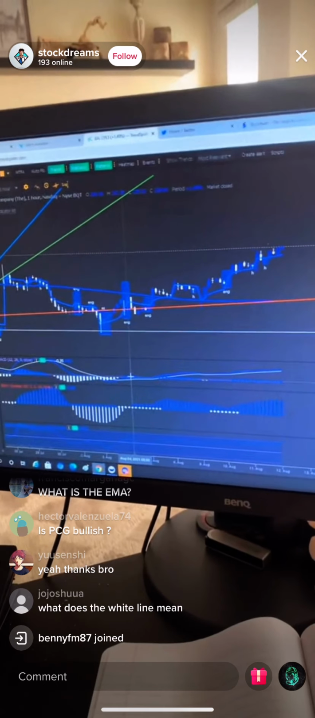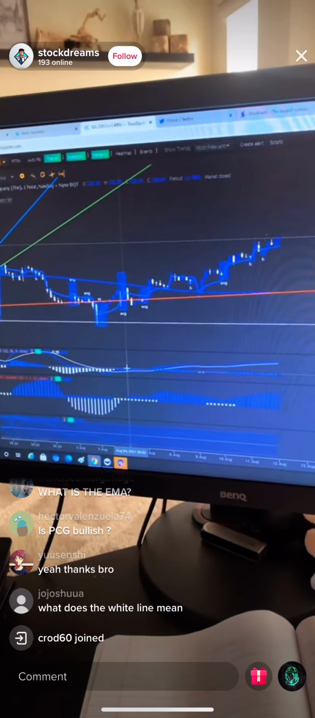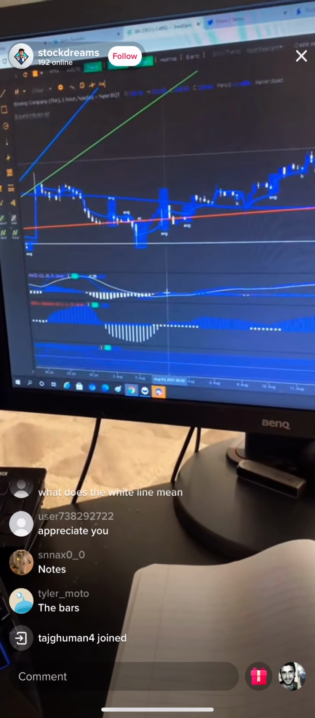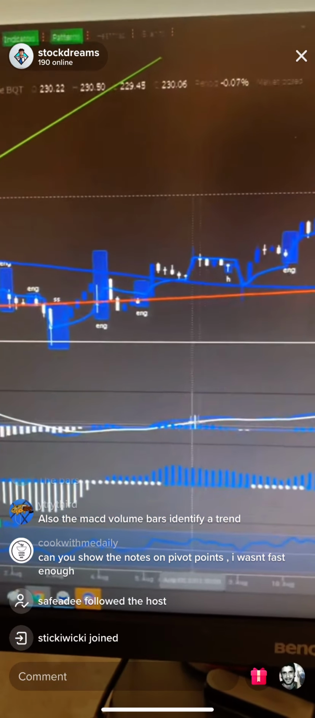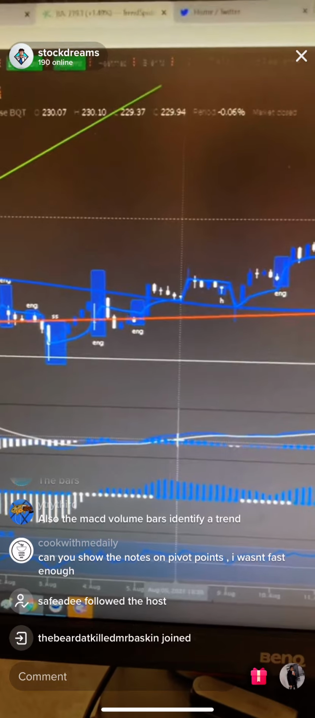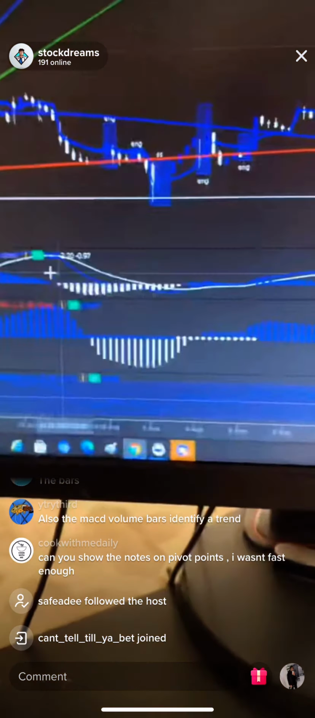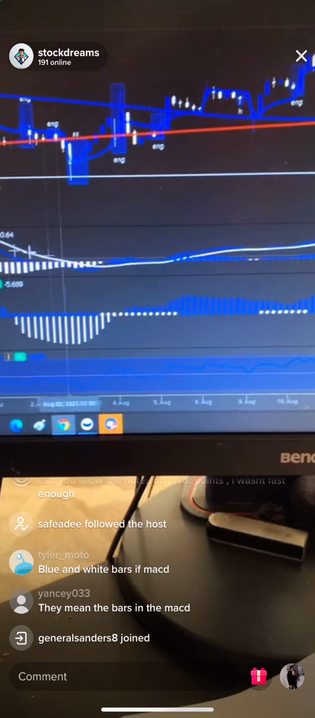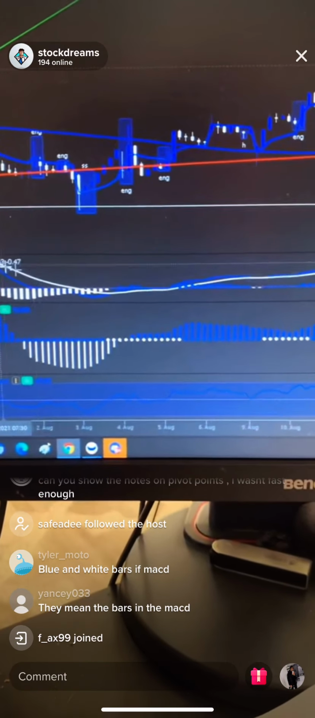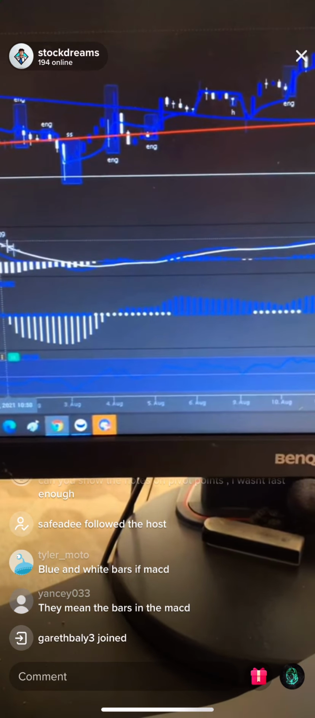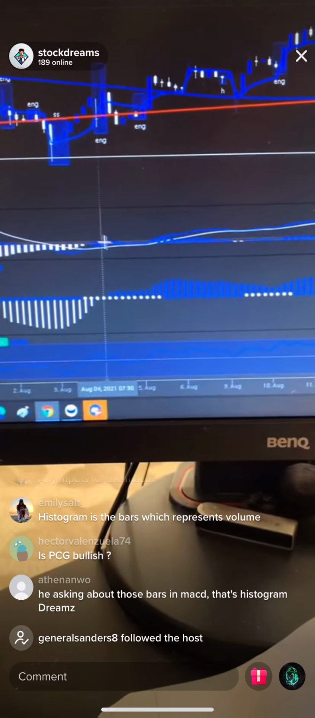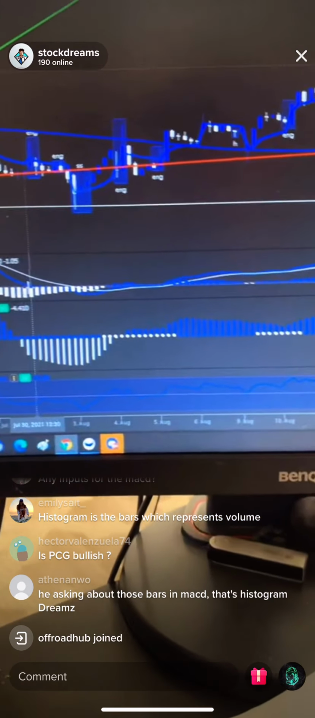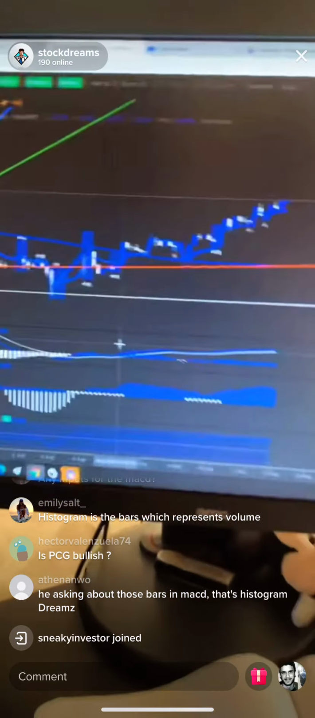What do you mean, the histogram of MACD? So the white line is basically your EMA. It's going to be an EMA, an exponential moving average. Basically what we're looking at is for the blue line to cross our yellow line every single time. Pretend this white line is a yellow line because yours is going to be yellow. We're looking for our blue EMA to cross our yellow EMA. Wherever the blue EMA goes, that's where the price action is going to fall to.